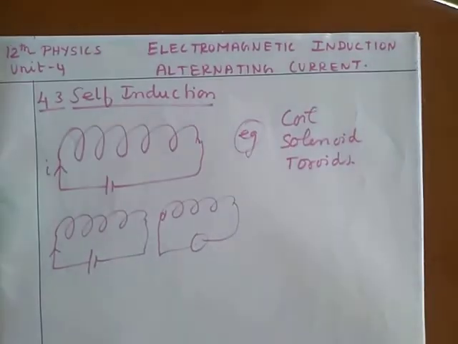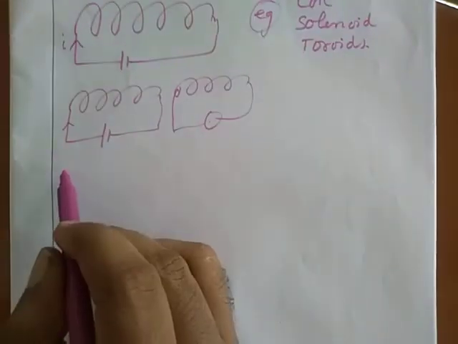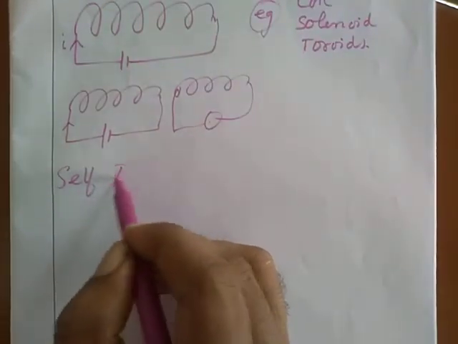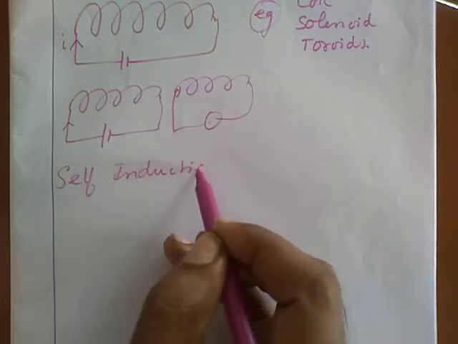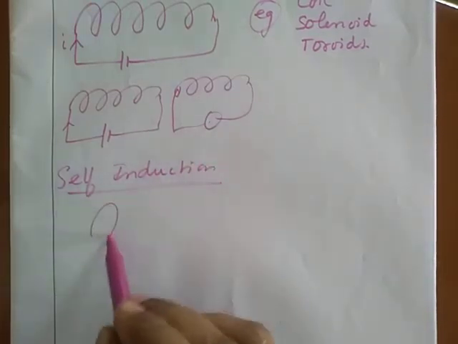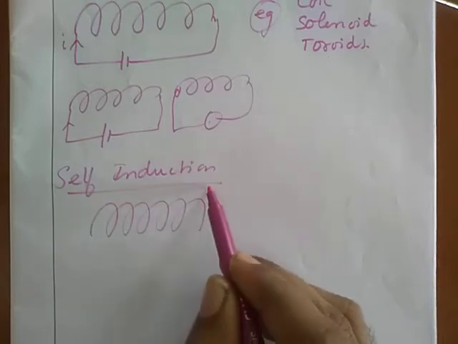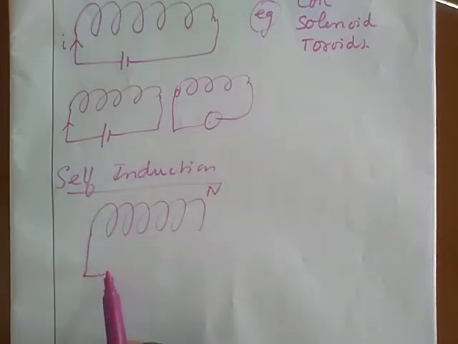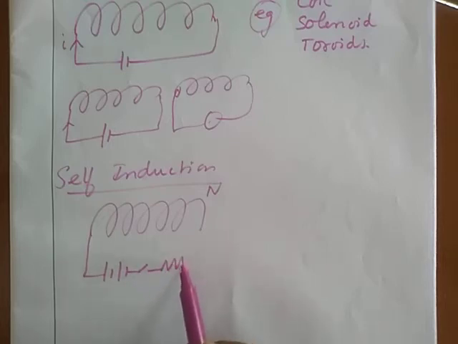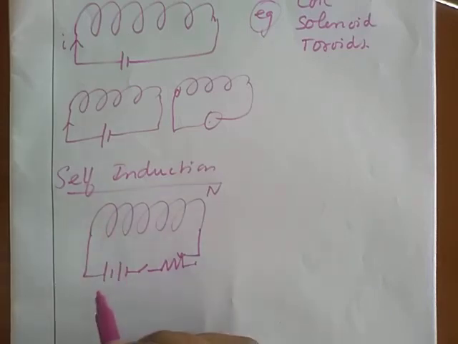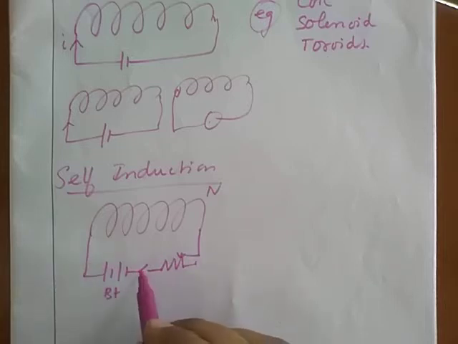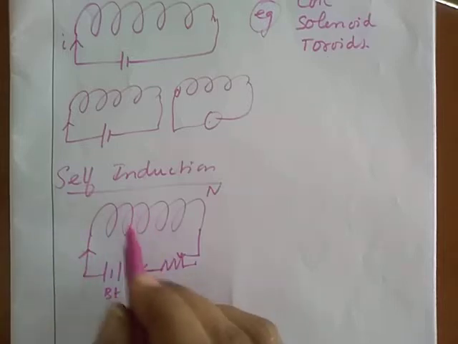Let me start. Self-induction. Here I consider a coil having N number of turns. It is connected with a battery, then a key, then a rheostat. After this connection, I is the current flowing in the coil.